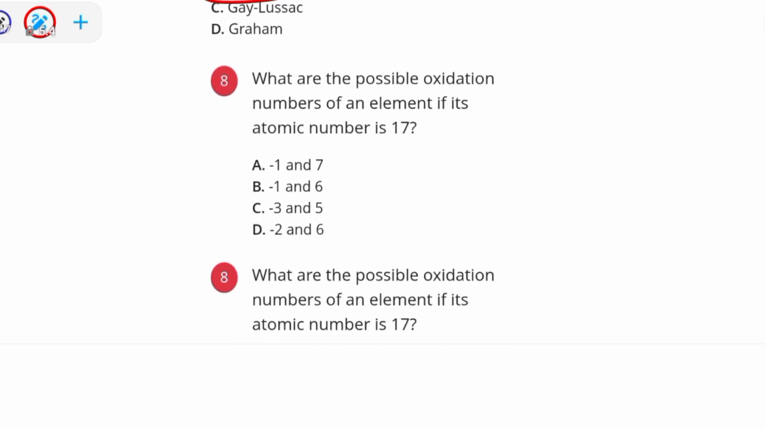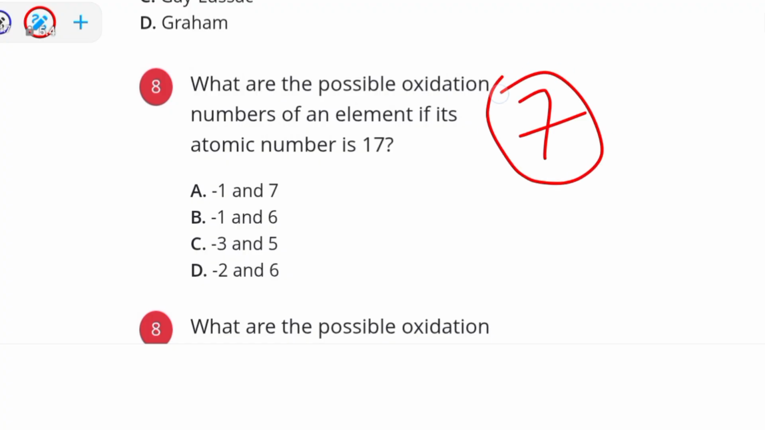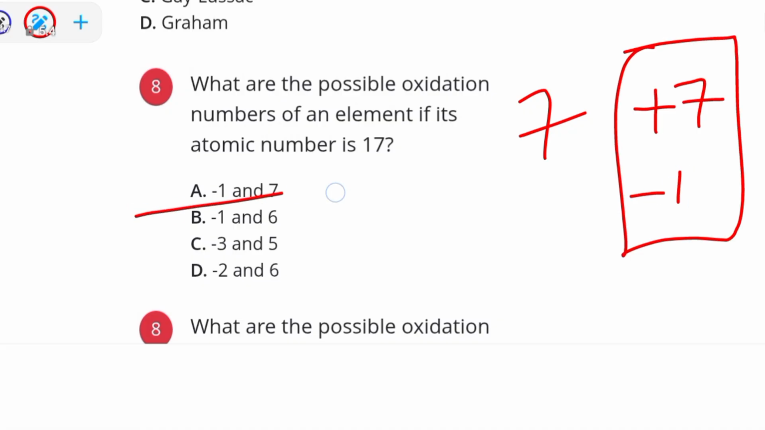Next one, what are the possible oxidation numbers of an element if its atomic number is 17? So you can say the element is chlorine because the atomic number of chlorine is 17. So chlorine has 7 electrons in its outermost shell because it's a halogen. So it's either it will lose all the 7 electrons in its outermost shell, in that case, it's going to form +7 oxidation states, or it will accept 1 electron and it's going to form -1 oxidation states. So that's option A.